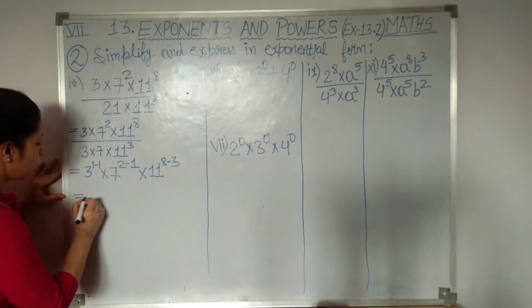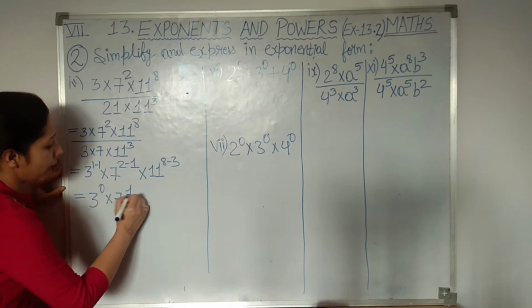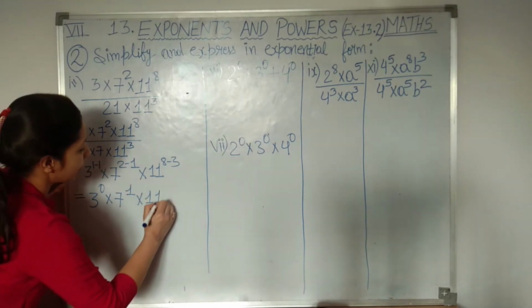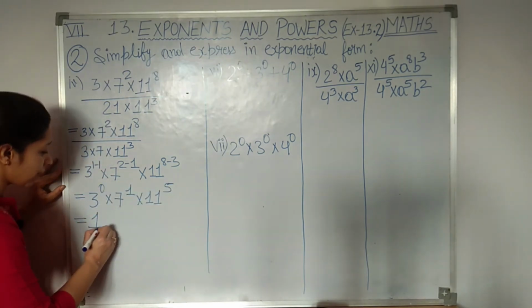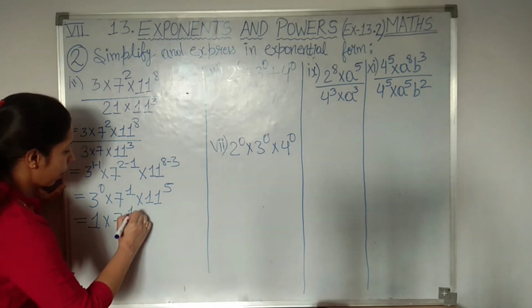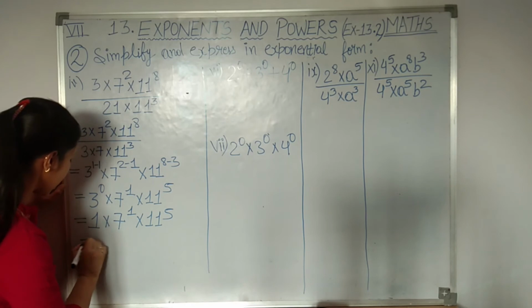Isn't it, students? So 3 raised to 1 minus 1, 0. 7 raised to 1 into 11 raised to 8 minus 3, 5. Isn't it, students? So 3 raised to 0 will again give us 1 into 7 raised to the power 1 into 11 raised to the power 5. So what will be our final answer, students?